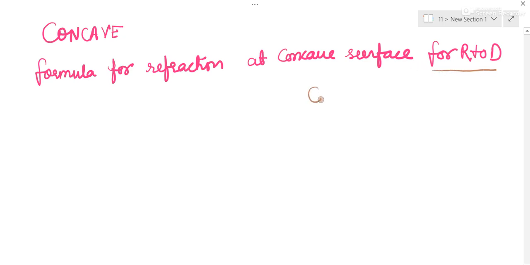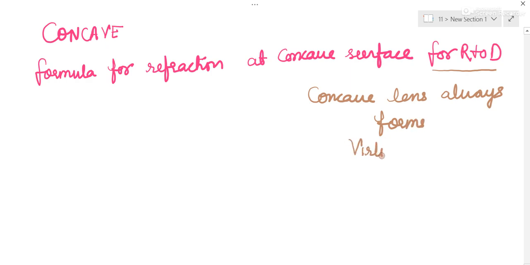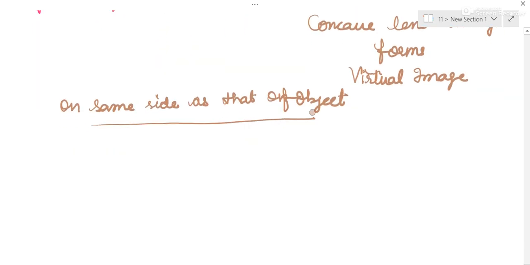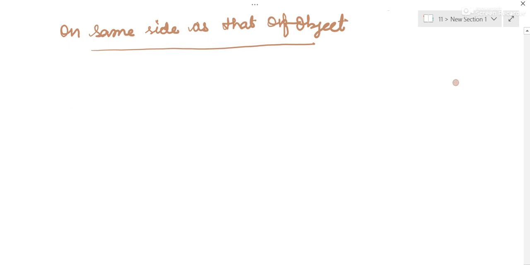It should be clear that a concave lens always forms a virtual image. So what is special about a virtual image? It is formed on the same side as that of the object. Okay, so it is rarer to denser and the image will be on the same side. Two rules we will keep in mind, and we know the order. Yes. So let us see. Concave rough work we will do.